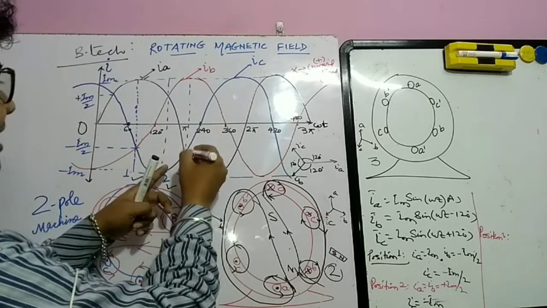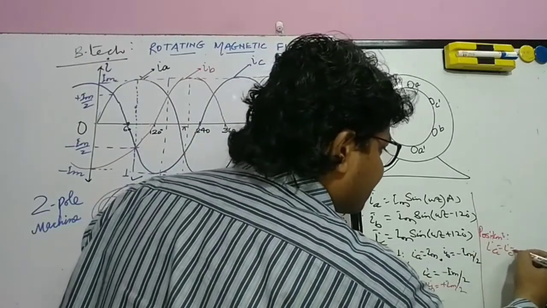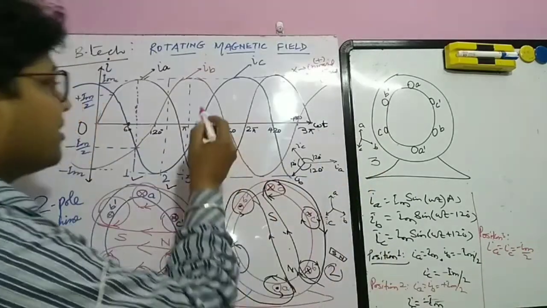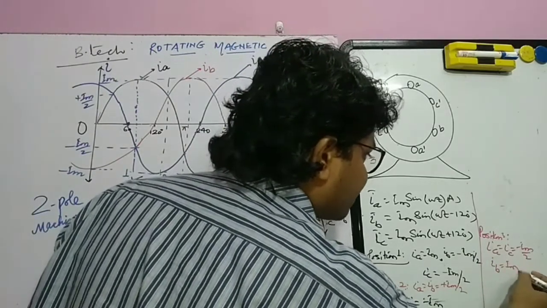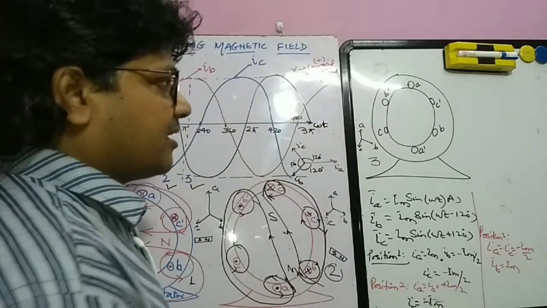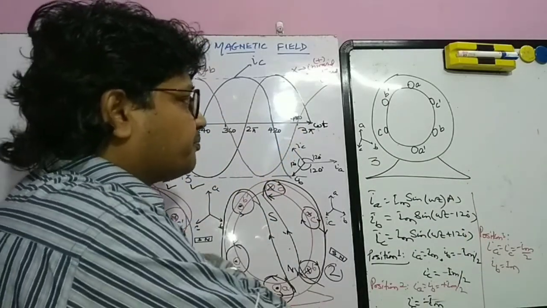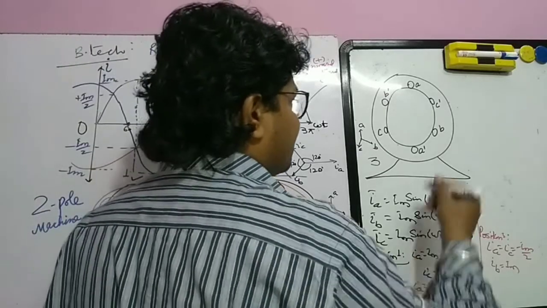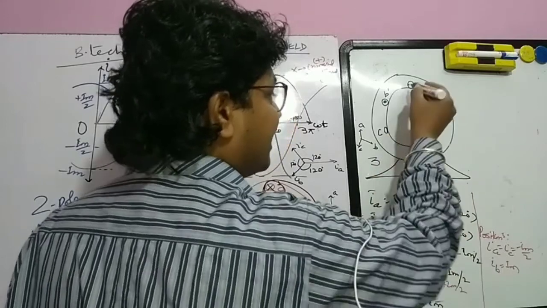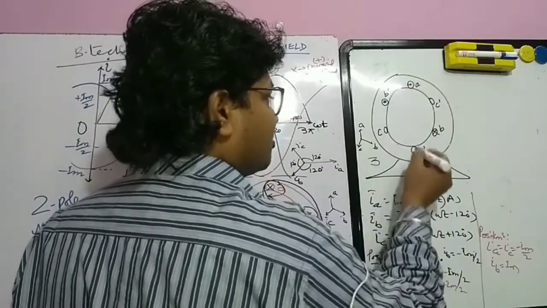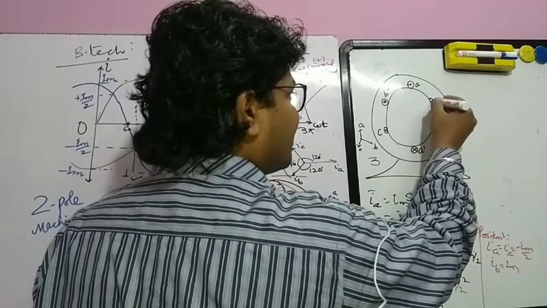At position 3, IA and IC both are negative. So IA is equal to IC is equal to minus Im by 2. And what is IB? IB is positive maximum, right? So IB is positive, so this is positive, so this is negative. A is negative, so A dash will be positive. C is negative, so C dash will be positive.